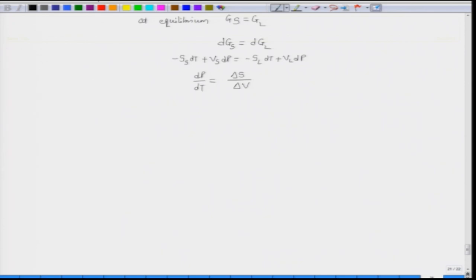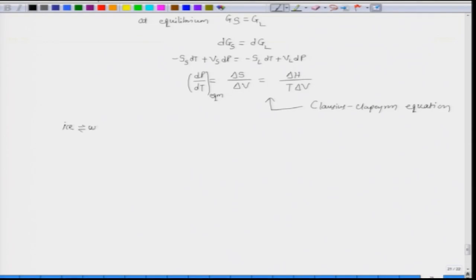And at equilibrium, we know delta S is equal to delta H by T, so dP by dT is delta H by T delta V, right. So this is the Clausius-Clapeyron equation. More specifically, we denote this as dP by dT at equilibrium. Why? Because we are observing that if I change the temperature a little bit and still maintain the equilibrium between the two phases, how much change in pressure has to be carried out, or if I change the pressure a little bit and still want to maintain the equilibrium between the two phases, which way the temperature should change.